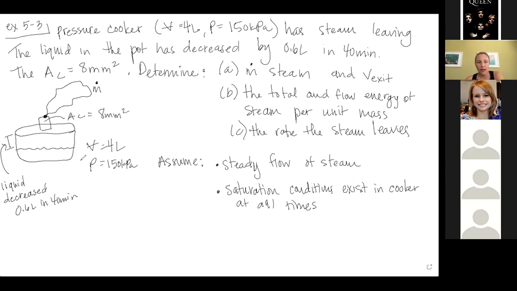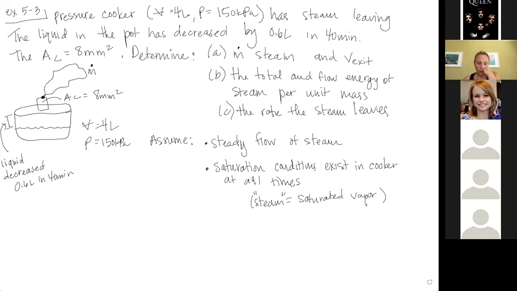So we're saying that this steam is always going to be a saturated vapor. What we're referring to as steam, we're going to treat as saturated water vapor for the whole problem. All right, so those are the main assumptions we're making. Now we want to start to figure out how we can get our mass flow rate of the steam and the velocity at our exit.